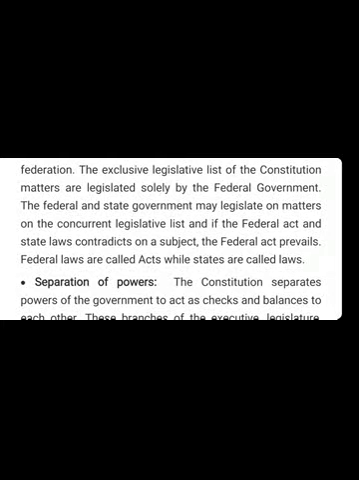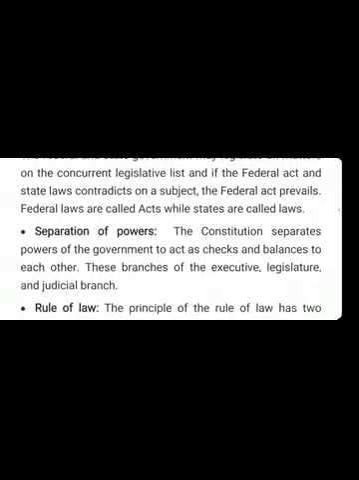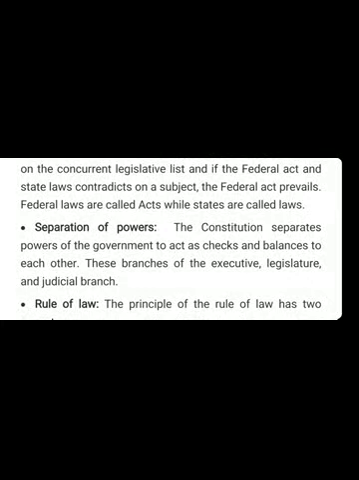In case you are asked how legislative powers are divided between the federal and the state government, you know that the exclusive legislative list is mainly for the federal government. The concurrent legislative list is for the federal and the state government, while the residual legislative list is solely for the state government. That being said, let's go to the next one, which is separation of powers.